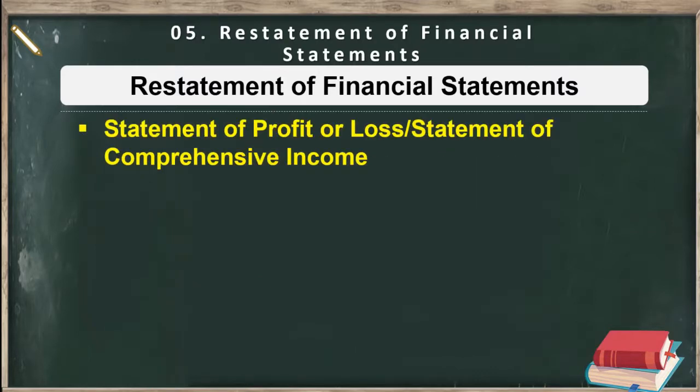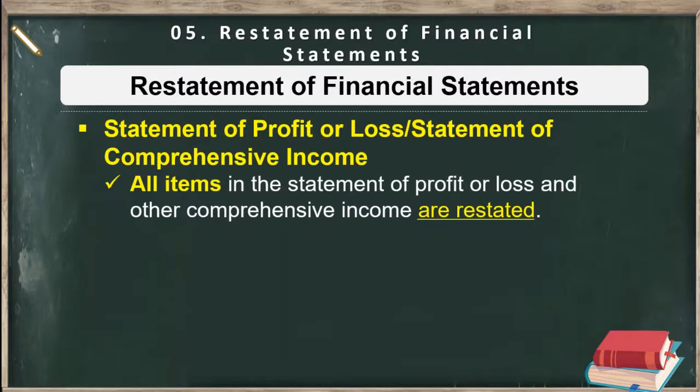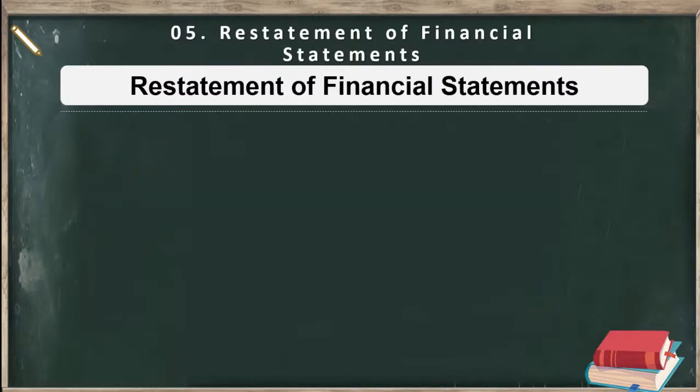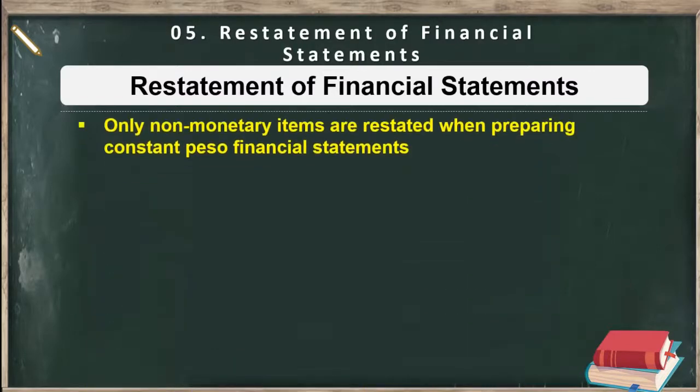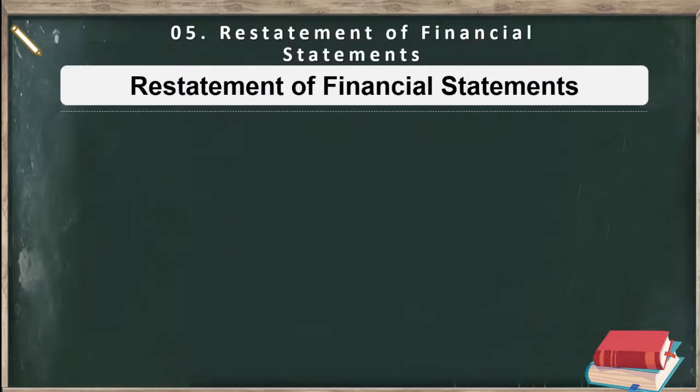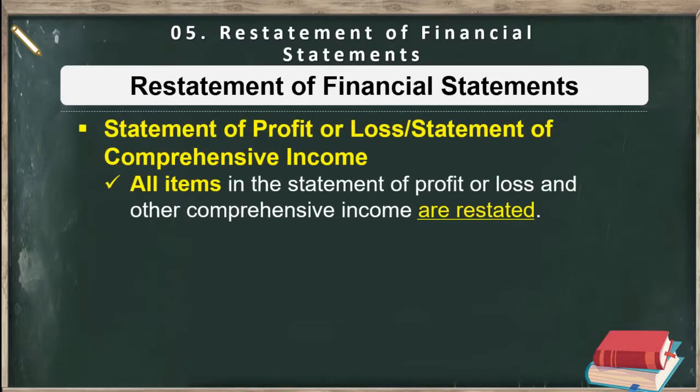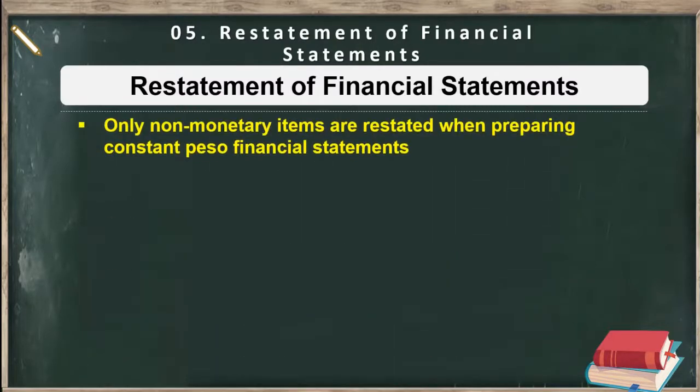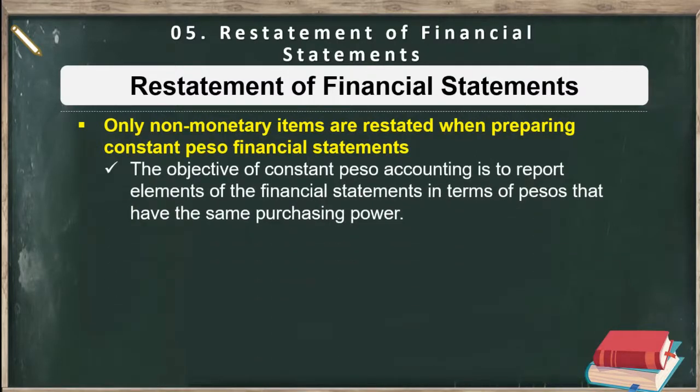In the statement of profit or loss or statement of comprehensive income, all items in the statement of profit or loss and other comprehensive income are restated. So this is the restatement of the income statement items. We apply the change in the general price index from the dates when the items of income and expenses were initially recorded. Only non-monetary items are restated when preparing constant peso financial statements. The objective of the constant peso accounting is to report elements of the financial statements in terms of pesos that have the same purchasing power.